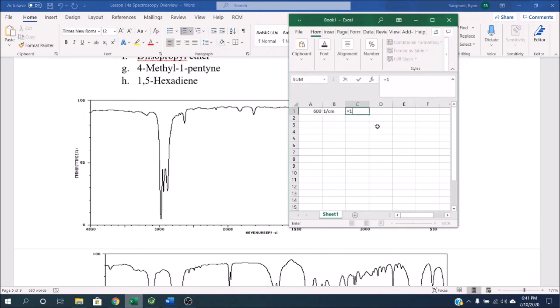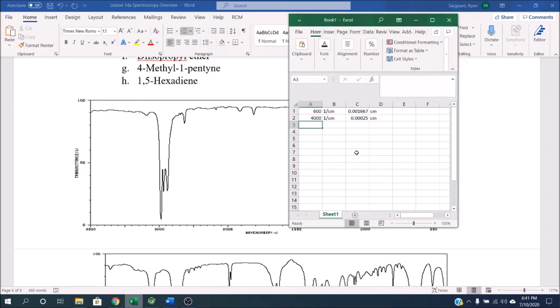So I'm going to set that up as 1 over 600 centimeters. That's the decimal value right there, 0.001667 centimeters. And if something has a wave number of 4,000 inverse centimeters, then the actual wavelength is equal to 1 over 4,000 centimeters.